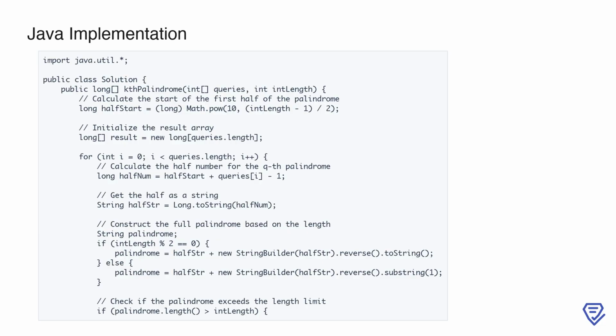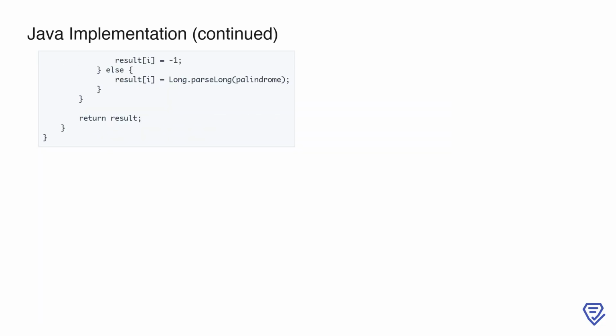Finally, we include a check to ensure the length of the constructed palindrome does not exceed int length. If the computed palindrome is longer than the specified int length, we assign -1 to the corresponding index in the result array, indicating that no valid palindrome exists for that query. Otherwise, we parse the palindrome string back into a long and store it in the result array.